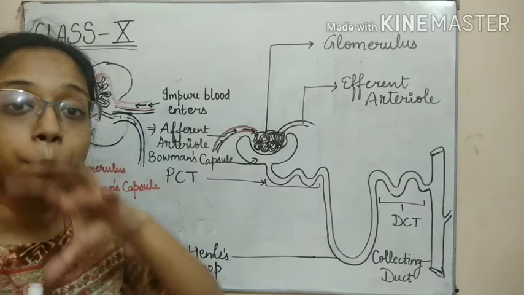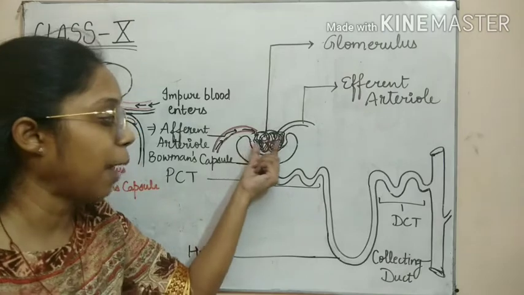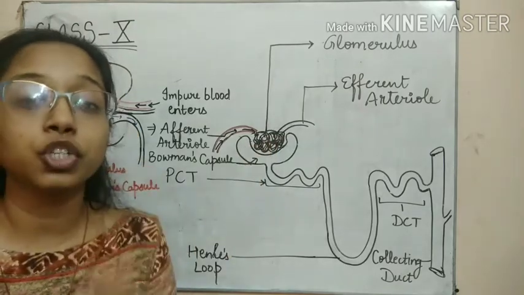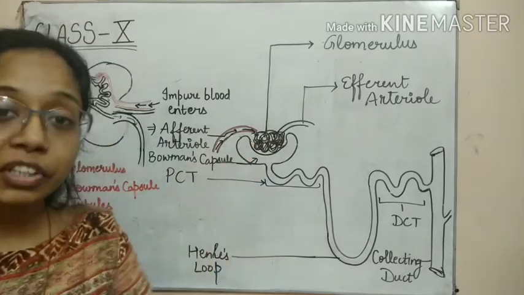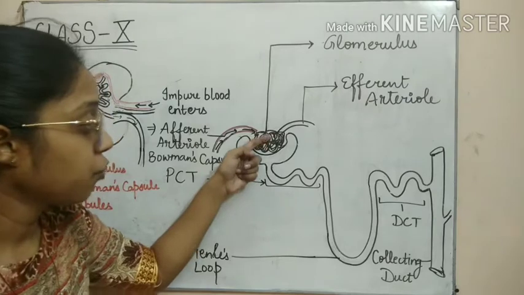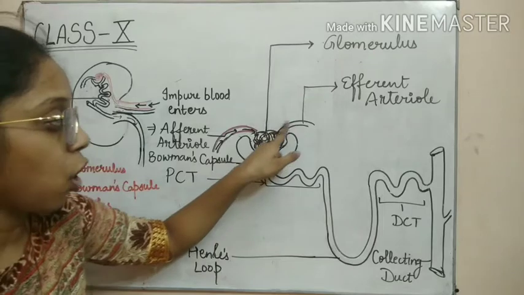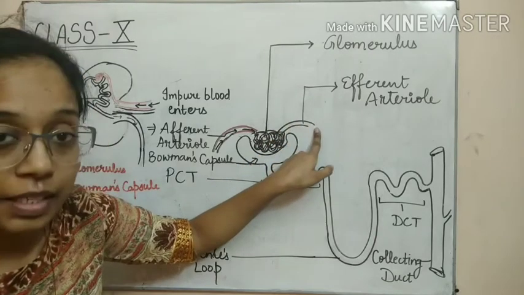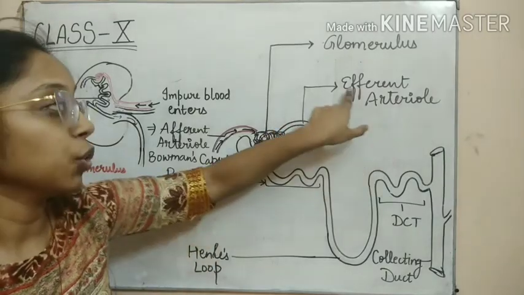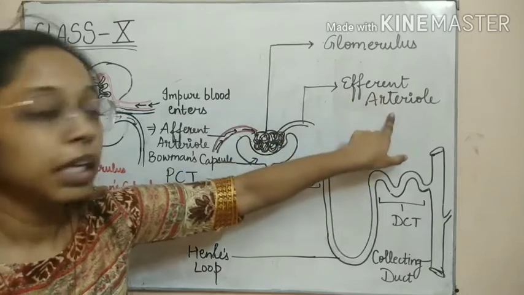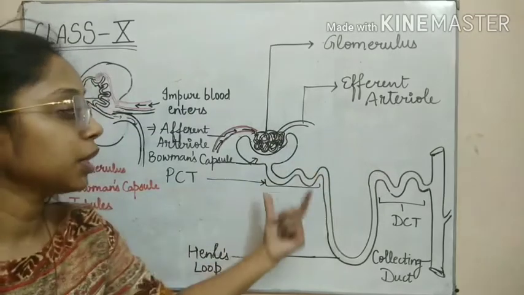Glomerulus is the tuft of capillaries. These tuft of capillaries are actually the main functional part of nephron. Here the blood is filtered. The dirty substances in the blood are filtered out and are collected here. And the pure blood exits from the glomerulus from efferent arteriole. E for exit, E for efferent arteriole. From here the pure blood takes exit from the nephron.